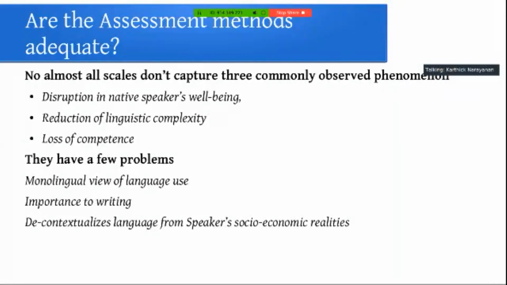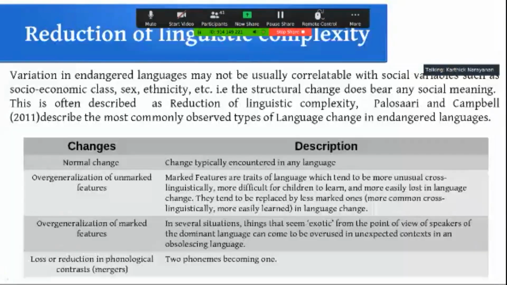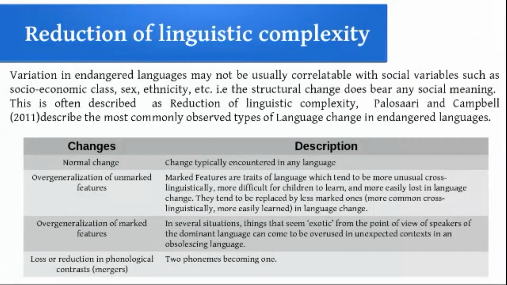Now, before I move on to address these three commonly observed phenomena in endangered languages, I will take some questions and I will rush through them. I think it is already 3, if I'm not wrong. So, are there any other questions on the assessment methods? I will talk about the heritage speakers and proficiency levels more. That is there in the next slides.